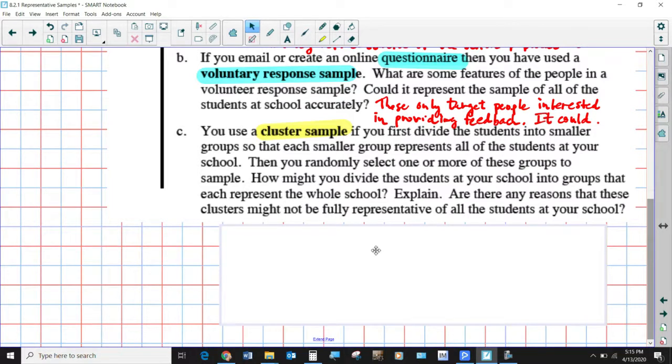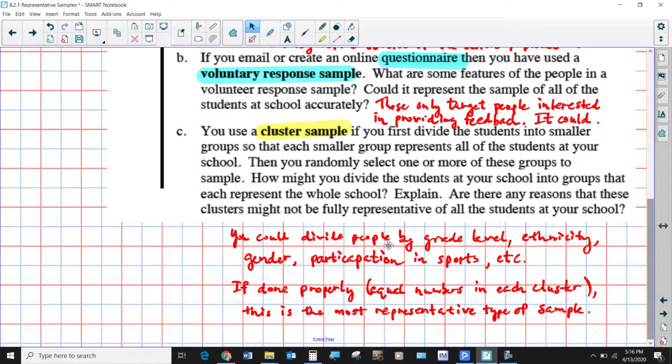Okay, so, I haven't told you to stop and pause. It would be good if you'd pause and just formulate your own thoughts before you start listening to what I have to say on it. But if you just want to listen to me and write it down, that's fine too. So this is what I said. I said you could divide people by their grade level, by their ethnicity, by their gender, or their participation in sports or honor roll or anything else, okay?